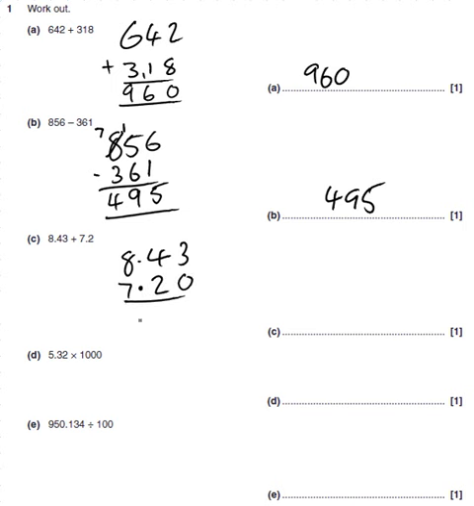Decimal addition, just critical, you put your two decimal points in line with each other, and then you get to put zeros in. 3 plus 0 is 3, 4 plus 2 is 6, and then 8 plus 7 is your 15. So 15.63.